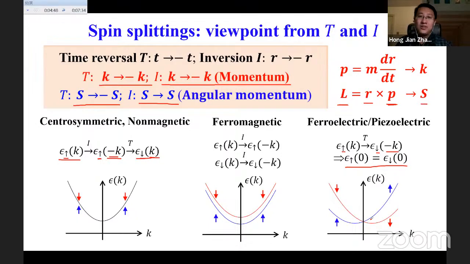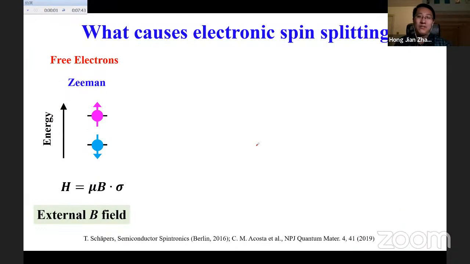After understanding the spin splitting from the point of view of time reversal and inversion, now we will see what causes electronic spin splitting. We look at free electrons in vacuum, and in that case, spin up and spin down energy levels are degenerate. When you apply an external magnetic field to this system, the spin up and spin down channels are split in energy. This is a typical Zeeman spin splitting, described by this Hamiltonian, where mu is the g factor times the Bohr magneton.